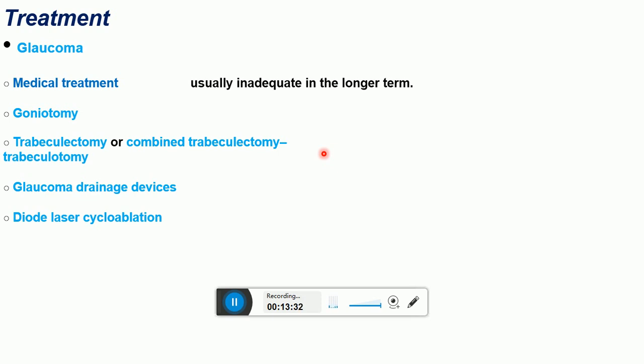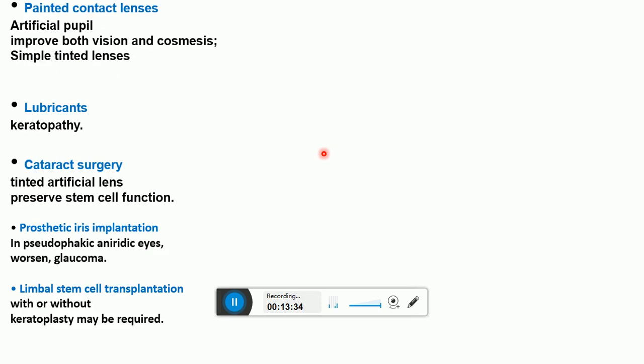Painted contact lenses may be used to create an artificial pupil and improve both vision and cosmesis. Simple tinted lenses are an alternative. Both may improve nystagmus. Lubricants are frequently required for associated keratopathy. Cataract surgery is often required. A tinted artificial lens implant may be used to try to improve the photophobia.